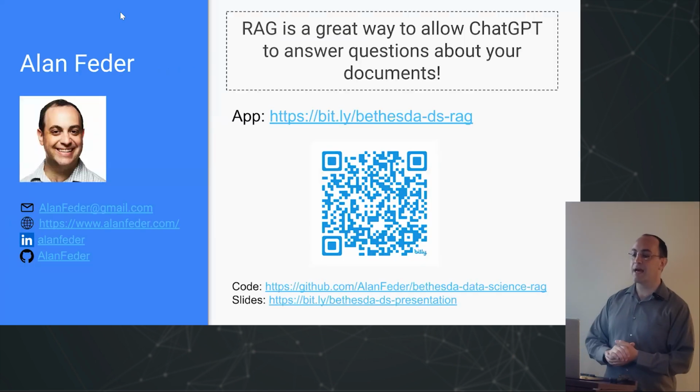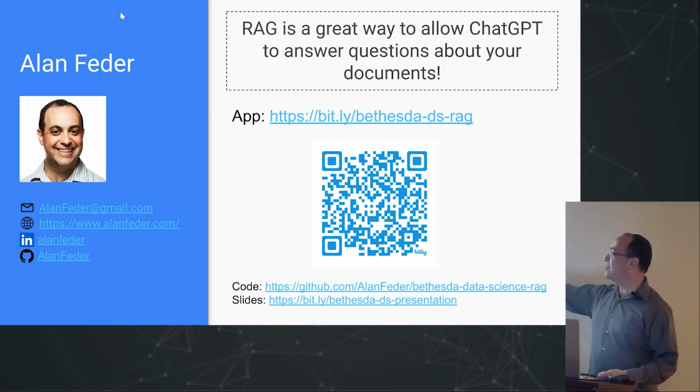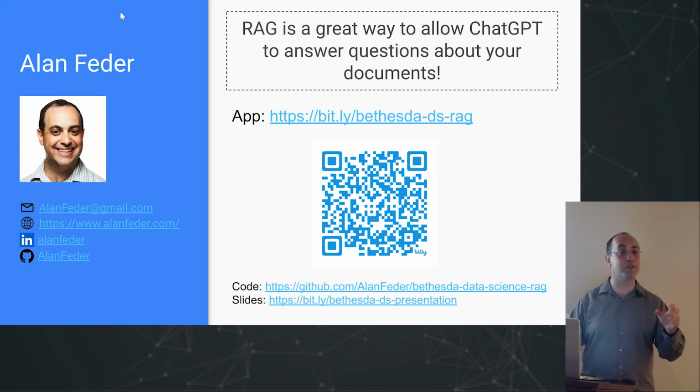And that's the end. Just to remember, RAG is a great way to allow ChatGPT to answer questions about your documents. This is a QR code for the tool itself.